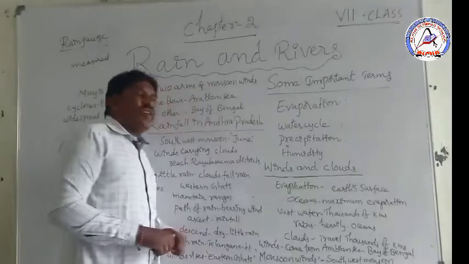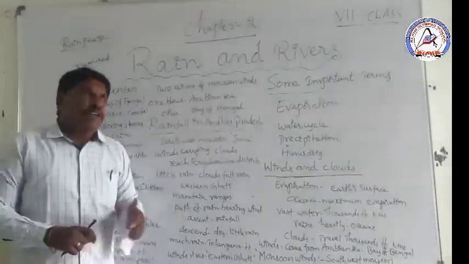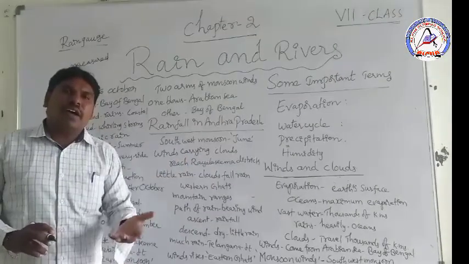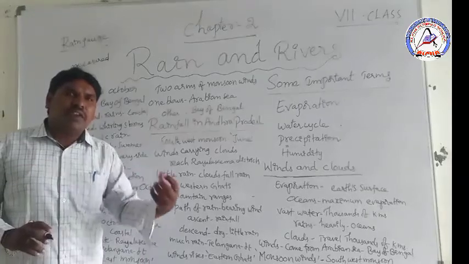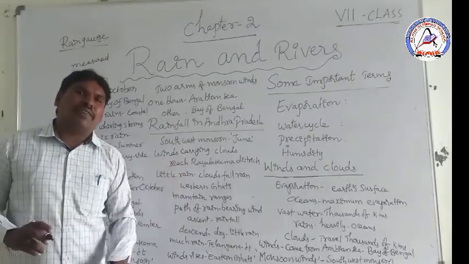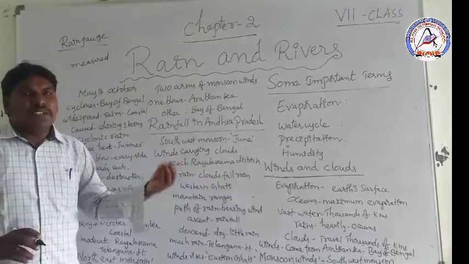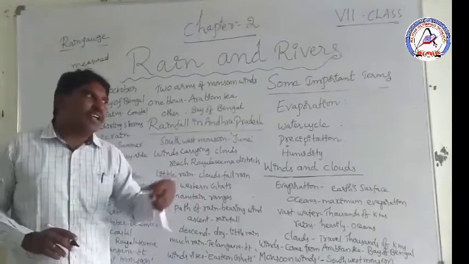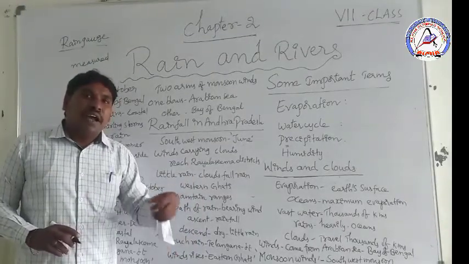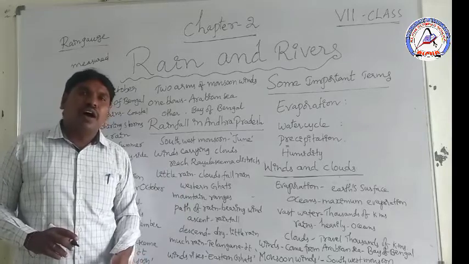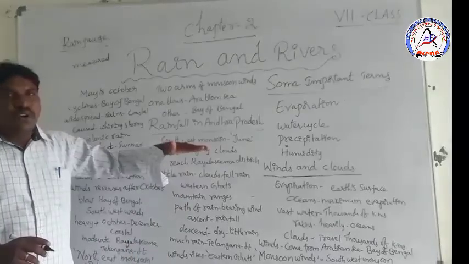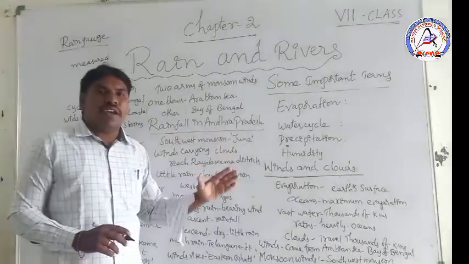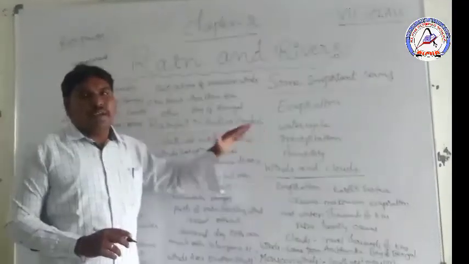Next, precipitation. What is precipitation? Condensation of water vapor, we can call precipitation. It means the water vapor comes down in the form of water. That we can call precipitation. So, different forms of precipitation: generally we observe rainfall, fog, snow, or hail. These all we can call different forms of precipitation.